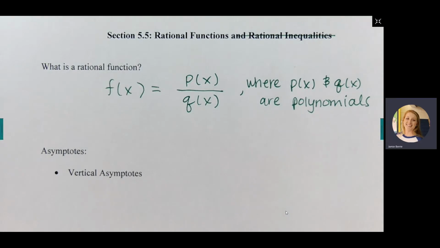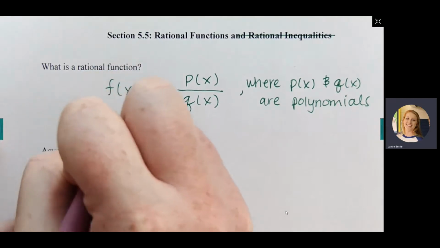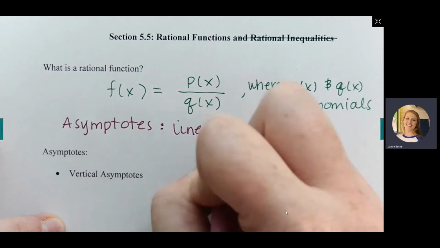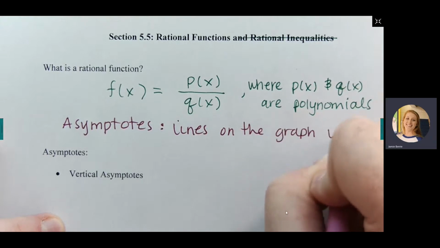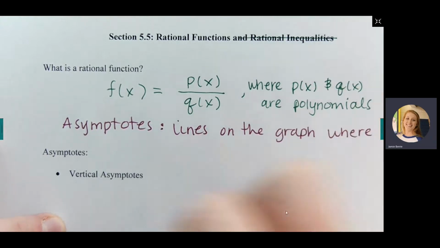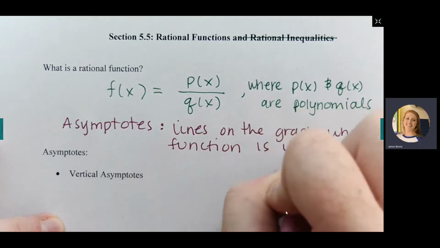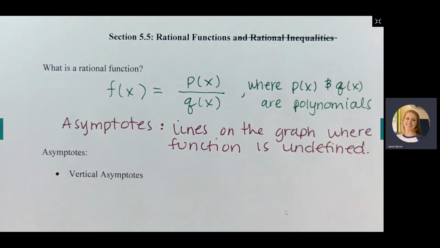One special characteristic or feature of rational functions is that they have asymptotes. So asymptotes, there are three types, but asymptotes are lines on the graph where the function is undefined. So these are lines on the graph where the function is undefined.